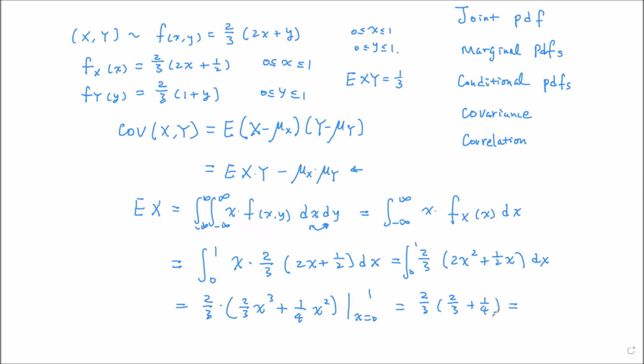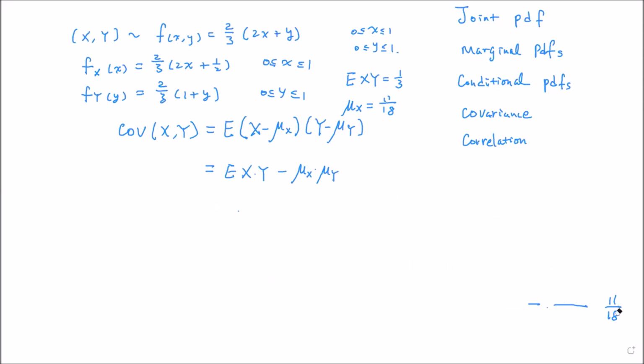What is that? That is 2/3 times, let's say 12 here, and 8 plus 3, you got 11. You cancel out 2, you have 6, you have 18 here, 11 over 18. So I'm going to put mu sub x equals 11 over 18. All right, that's for mu x. Let's do mu y.